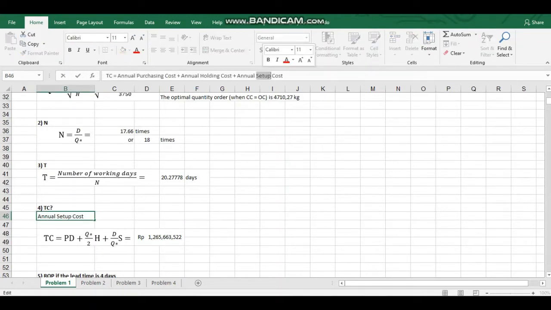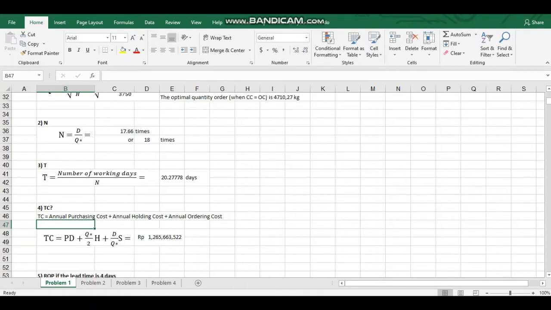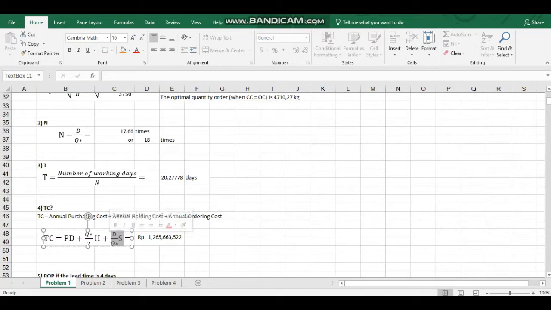change it to ordering cost, because we're ordering from the supplier, we're not producing our own materials. Okay, so for ordering costs we divide the annual demand by the EOQ and then multiply with the ordering costs.